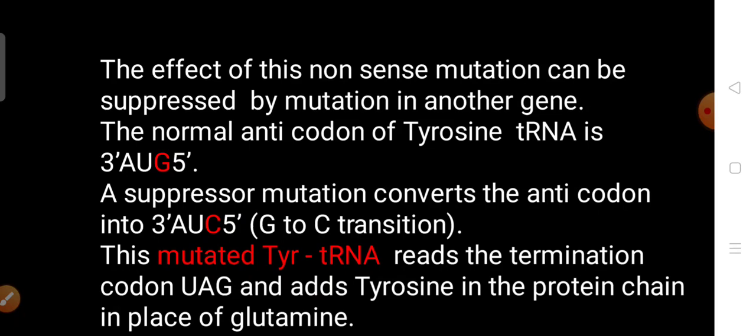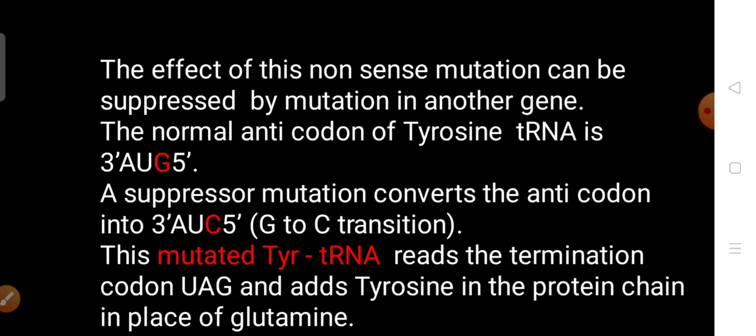AUG pairs with what? Now a suppressor mutation converts the anticodon AUG into AUC. That means a G to C change takes place. The normal anticodon of tyrosine tRNA is AUG, and the suppressor mutation which converts G to C will convert the AUG anticodon into the AUC anticodon.